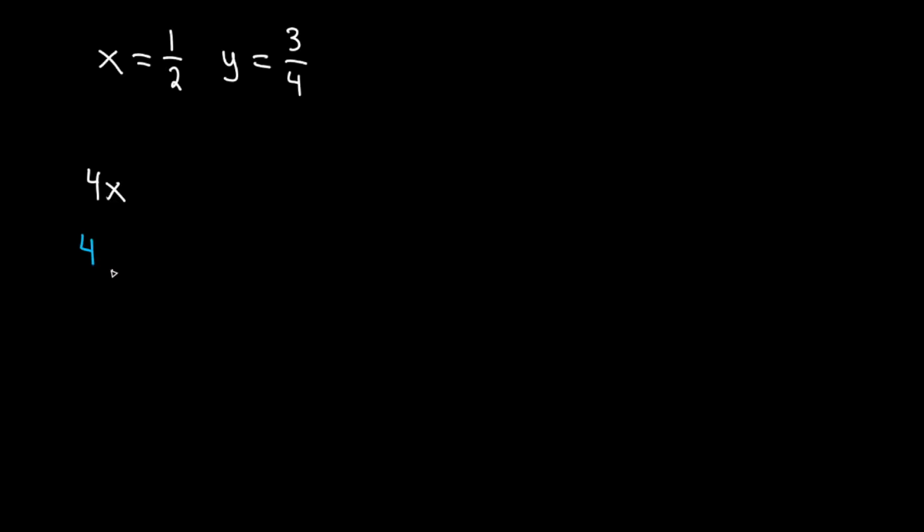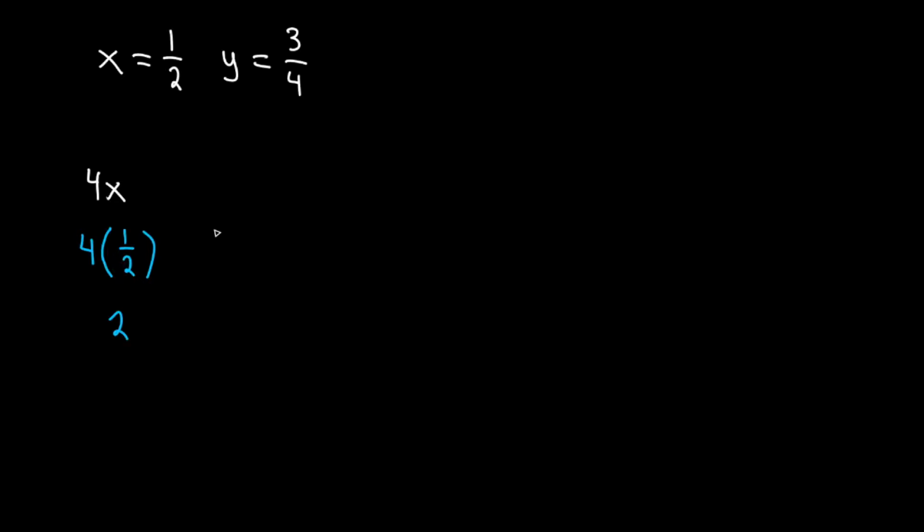Just like the previous problems, we're just going to plug in the x they gave us. 4 multiplied by x. We're told that x is 1/2. Most of us know this, but maybe you need a little review. 4 times 1/2, what is 1/2 of 4? It's 2.